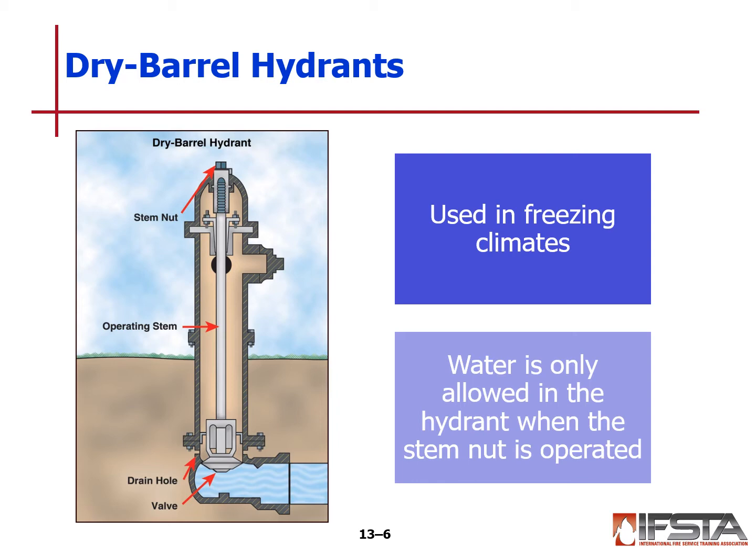This is used in freezing climates. As you can see from the cutaway drawing here on the slide, there is no water up through the barrel up to the bonnet. So the valve for this fire hydrant is underground, below the frost level or below the freezing point. Your valve is right here, as they're pointing to as well. The water is only allowed in the hydrant when the stem nut is operated at the top, and that raises the valve seat up, opens up the valve, and then it will fill the bonnet full of water.